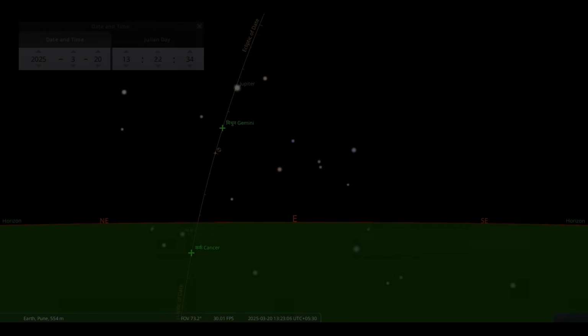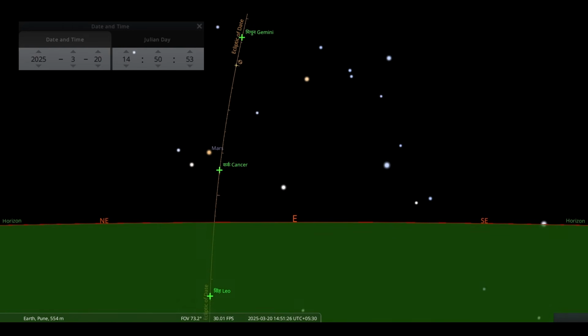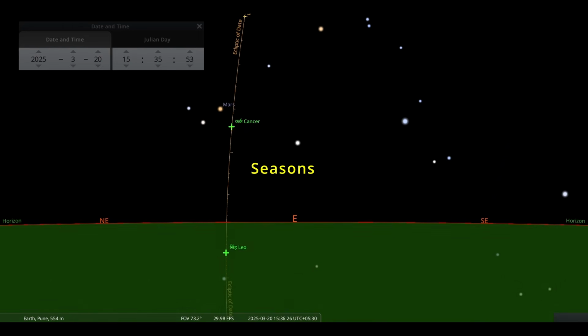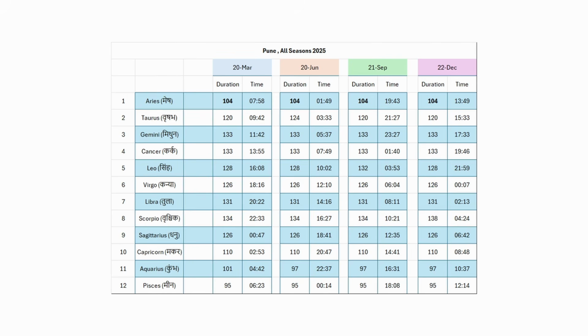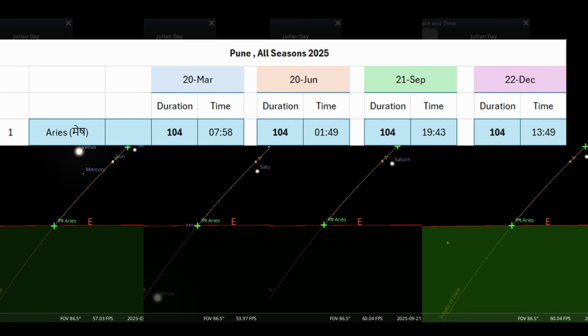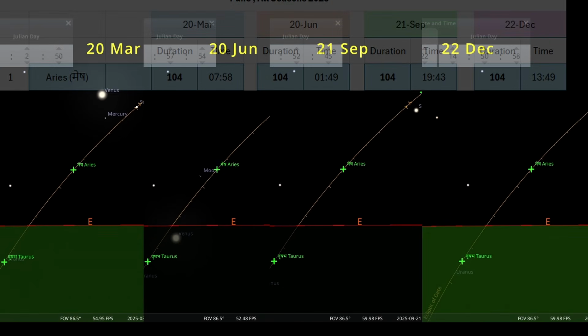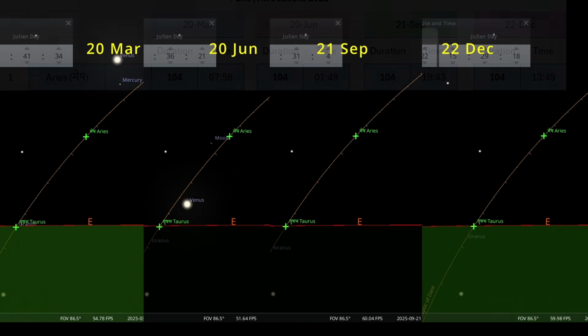So far, we have been looking at ascension times at one moment in the year. But the picture changes with the seasons. As Earth orbits the Sun, the entire ecliptic appears to shift along the horizon by about 1 degree per day. This changes when each sign is going to rise. That means its clock time of rising shifts throughout the year. Watch Aries rise in Pune on 4 key dates. Duration is same, but rising time shifts earlier by almost 6 hours in each step.